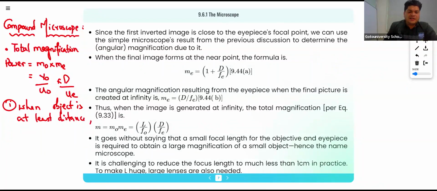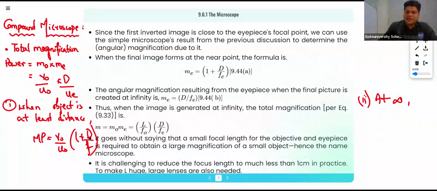If the object is at least distance, you will take the magnification as MP equal to V naught upon U naught, multiplied by 1 plus D upon F. And when the object is at infinity, what will it be equal to? Your F_E will be equal to U_E. And the lens formula is 1 upon V minus 1 upon U equal to 1 upon F.